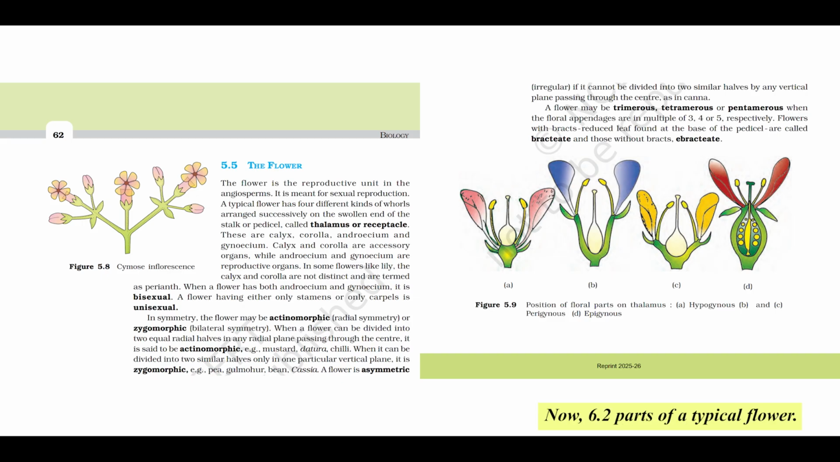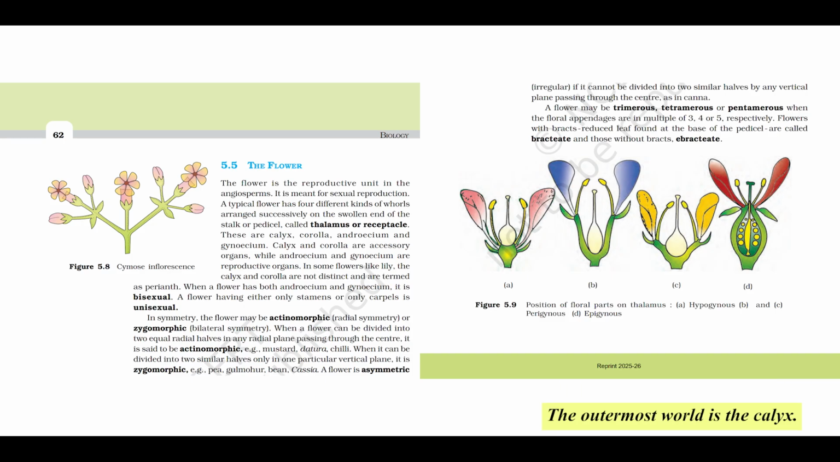Now, 6.2, parts of a typical flower. The whorls of life. A typical flower is characterized by having 4 distinct kinds of whorls. These are arranged successively in concentric circles on the swollen end of the flower stalk. And that swollen end, the base where everything sits, is called the thalamus or receptacle. Let's refer to figure 5.10 in your study material to visualize these whorls, moving from the outermost to the innermost.